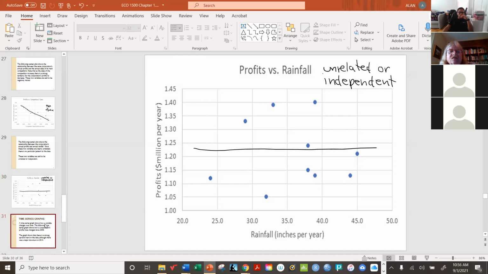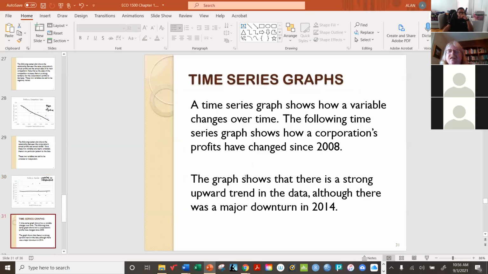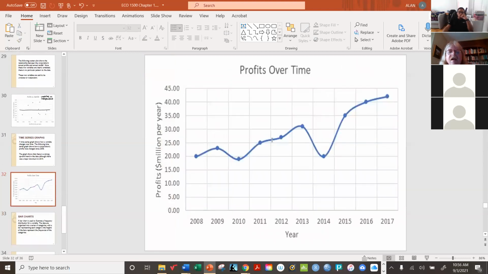Oh, here we go. This is an interesting idea, the time series graph. What you're trying to do here is look at how a variable changes over time. And so you can see now this is a corporation, this is a plot of its profits over time. If you're the corporation, are you happy with this graph? Well, let's put it this way. Are the profits rising over time?